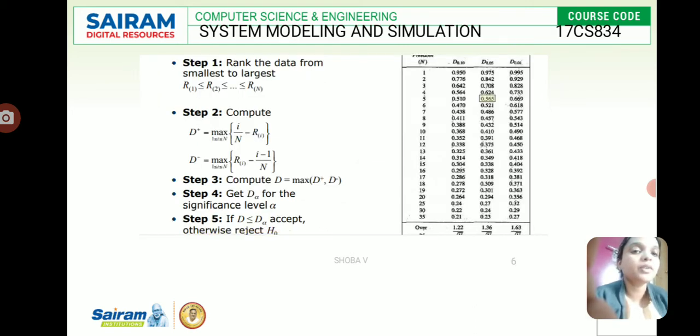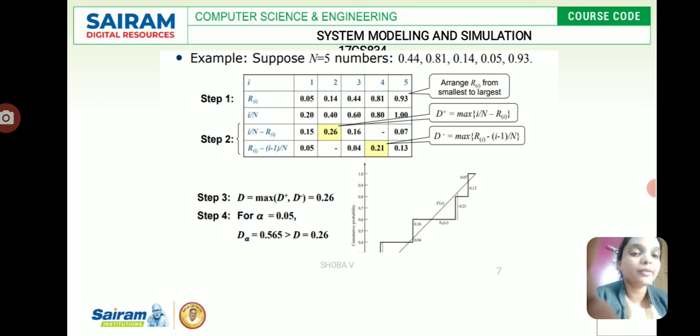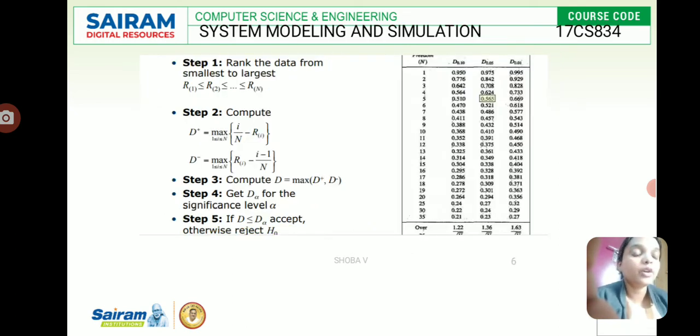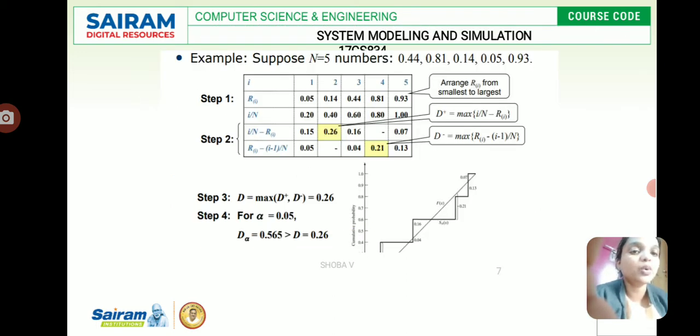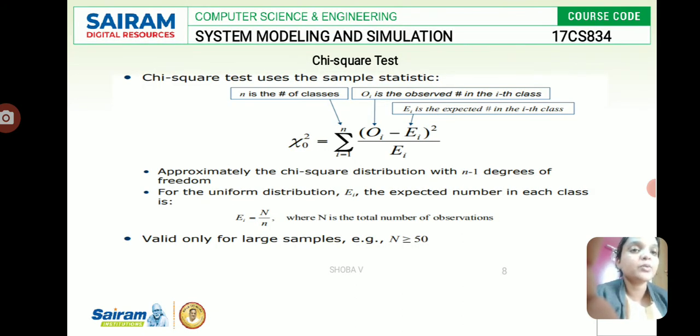So this is the maximum D value. Next is the significance level. So what is that? Alpha 0.05. Then the final step is to accept or reject based on the condition D less than or equal to D alpha. So what is the D value over here? 0.26. And D alpha is 0.565. So based on that condition, we can decide whether to accept or reject.